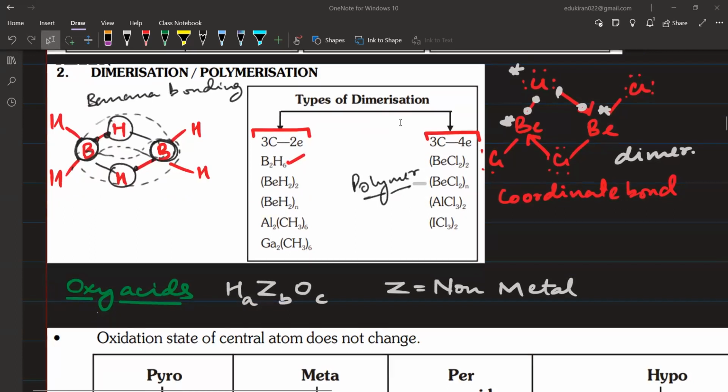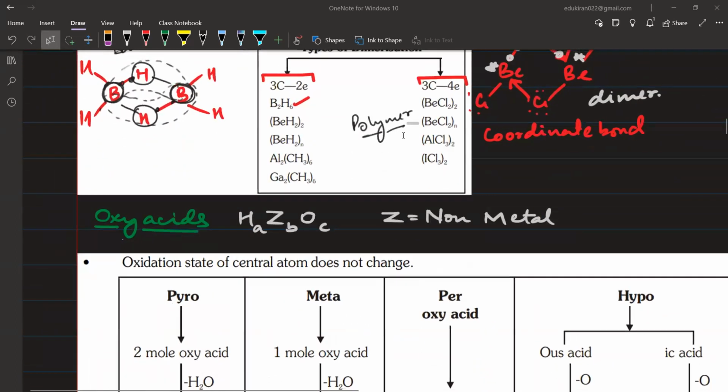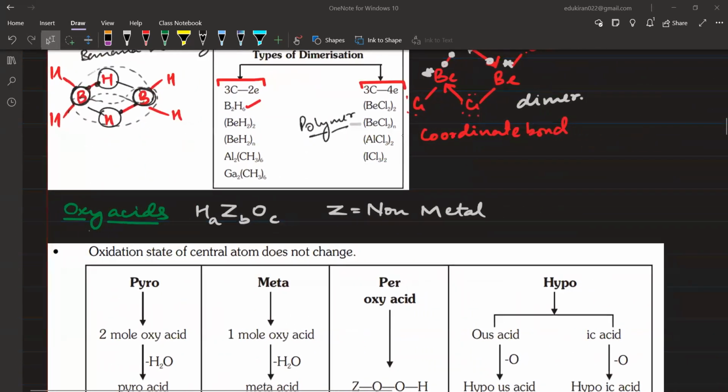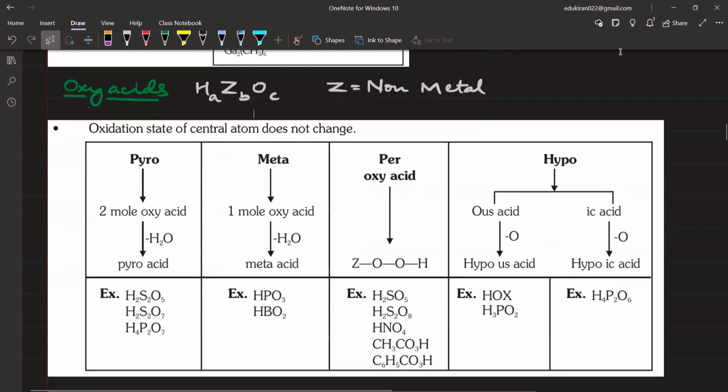Moving on, we have oxyacids. Now, what are oxyacids? Oxyacids have a general formula: you will have hydrogen, you will have a metal, and then you have oxygen. So these are oxyacids, those acids which also contain oxygen atoms. Now, please write this down. After this we will do some examples, then you will understand.